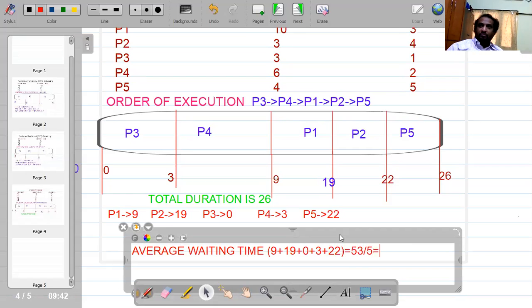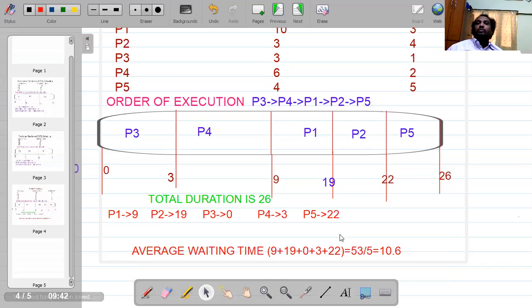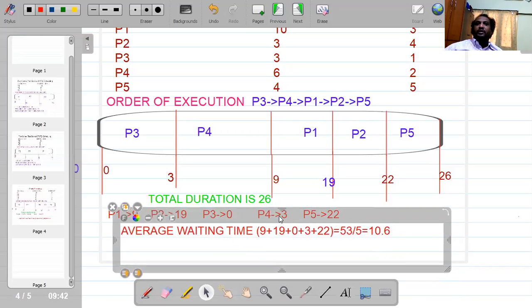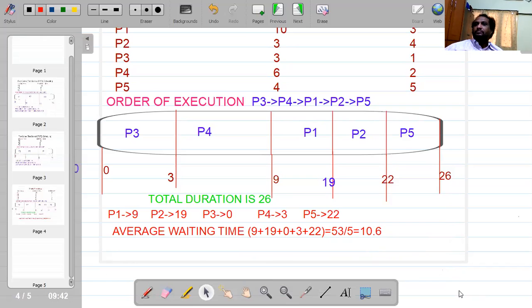So, what is the average waiting time? 10.6. Right? Am I right? Yes, sir. So the average waiting time of this algorithm is going to be 10.6. Hope everybody has followed this.